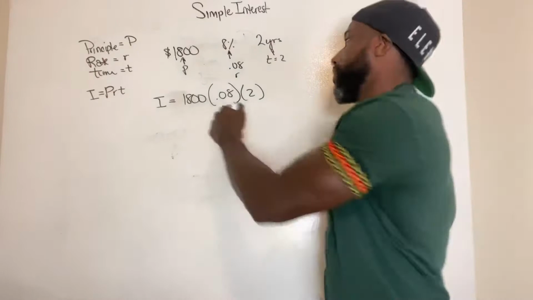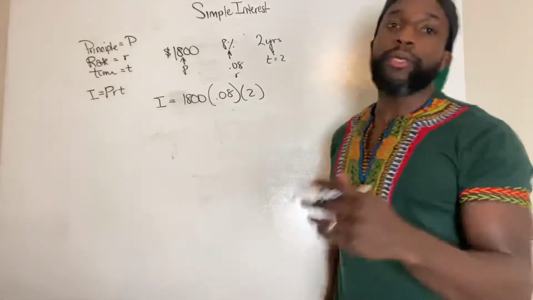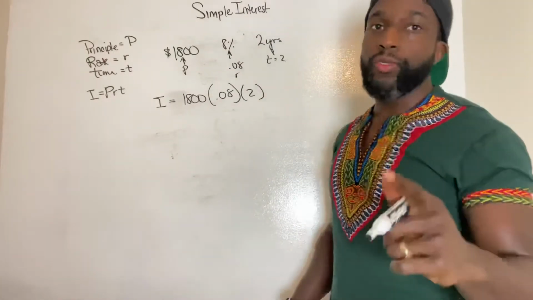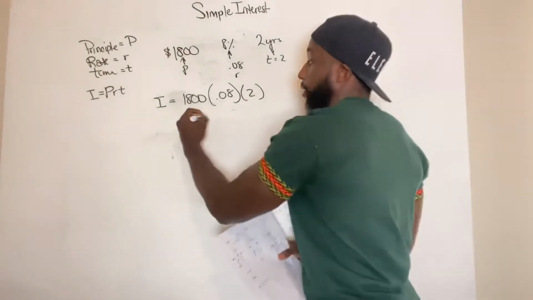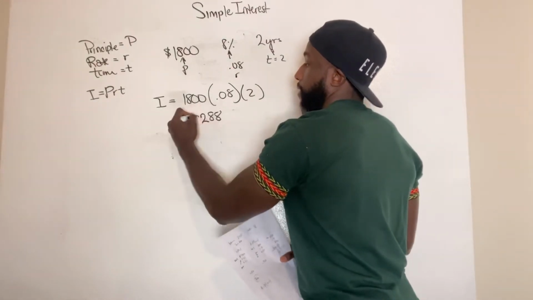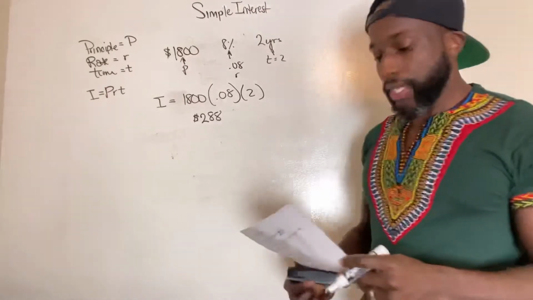Okay? 1,800 times 0.08 times 2. You put it all in at one time, and when you do the math, the answer should be $288, right? $288.